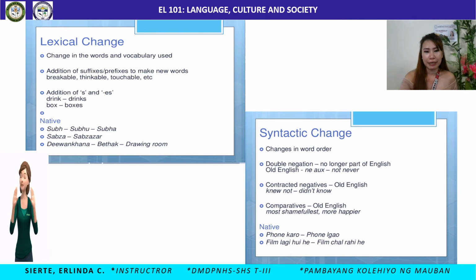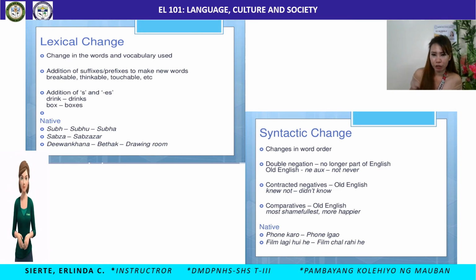Now, talking about the lexical change, change in the words and vocabulary used, addition of suffixes and prefixes to make new words: breakable, thinkable, touchable, and so on. Addition of s and es: drink, drinks, back, backses. Okay, so in lexical, it does not change the meaning but the plurality, or the total number of items. For example, drink and drinks, back and backses, from singular to plural. And then the native examples.